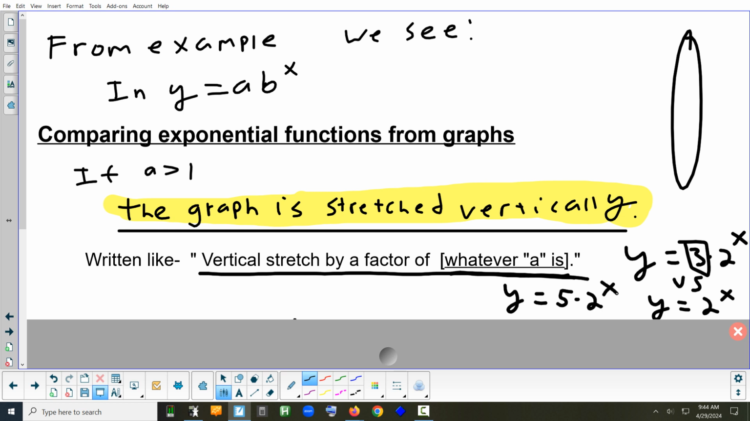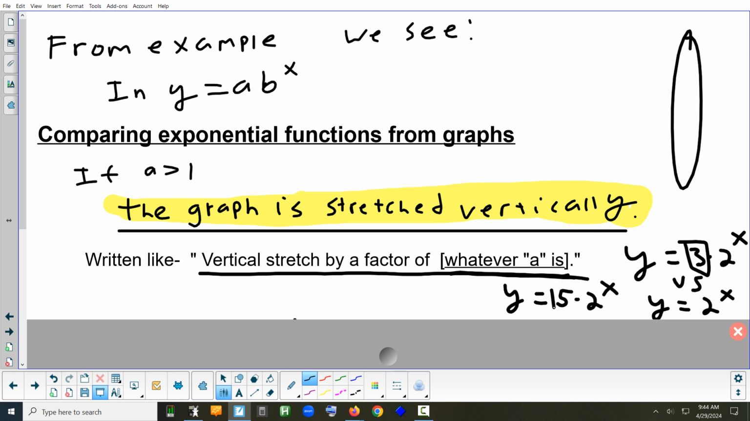How would you describe 5 times 2 to the x compared to just 2 to the x? Vertical stretch by factor of 5. Yes, this is a vertical stretch by factor of 5. That means it's been stretched out 5 times as tall.